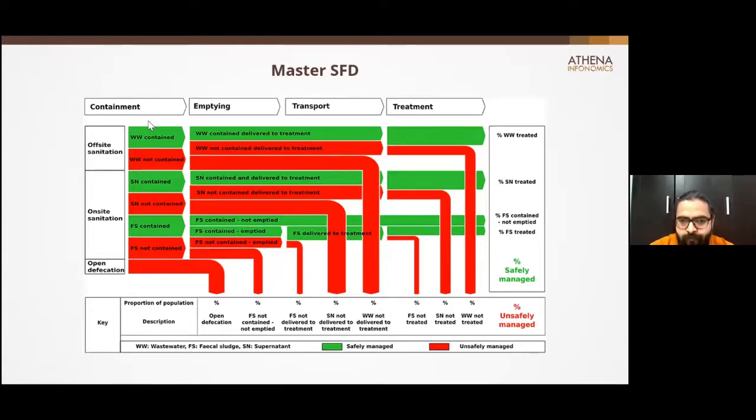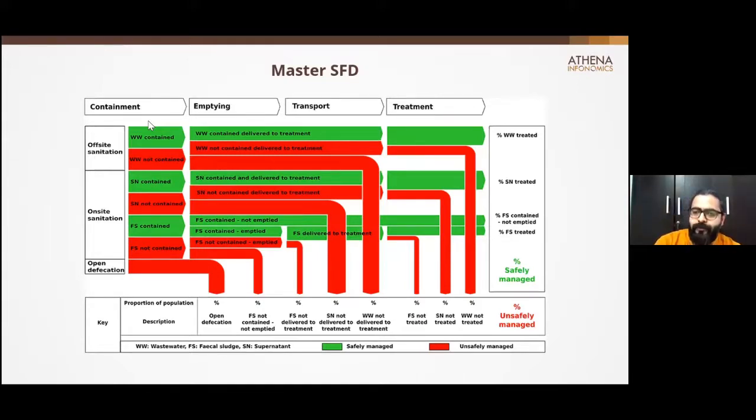Anyways, so wastewater will always originate from an off-site sanitation system. Fecal sludge and supernatant will come out of an on-site sanitation system. And open defecation, I think I don't need to talk too much about.